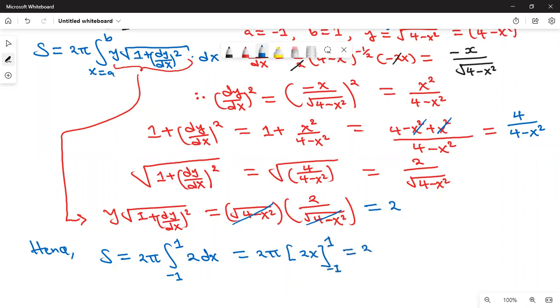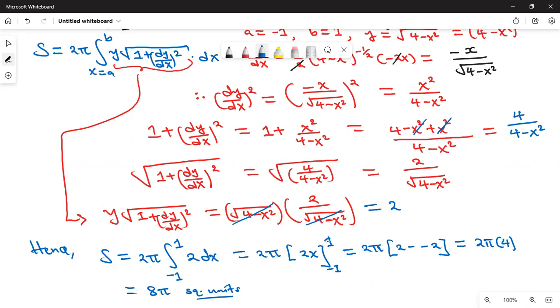And so this is 2 pi. When I substitute 1, I'm going to get 2 minus -2. And so that is 2 pi times 4, which is 8 pi. Because surface area has units of square units, 8 pi square units, that is the area of the surface that is generated when you revolve such a curve about the x-axis.